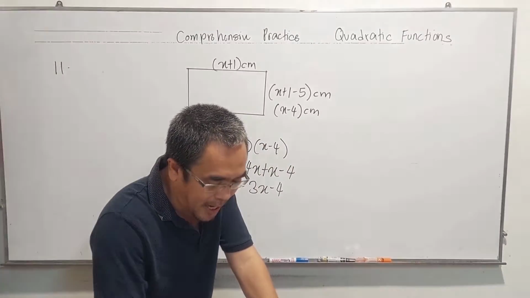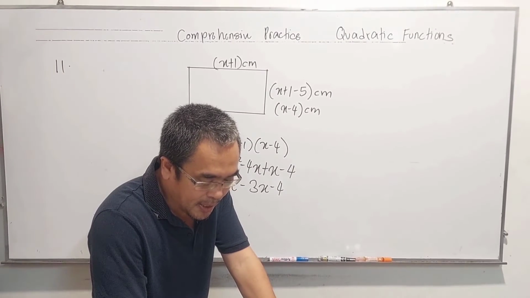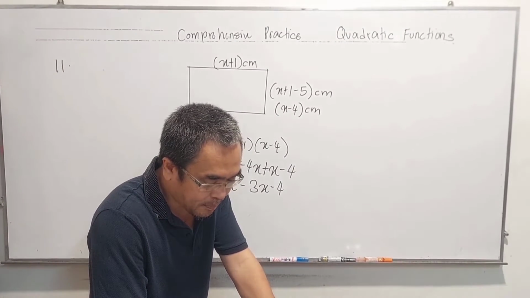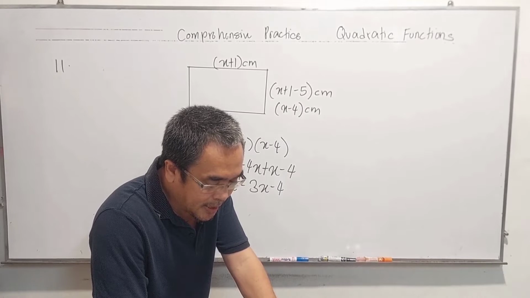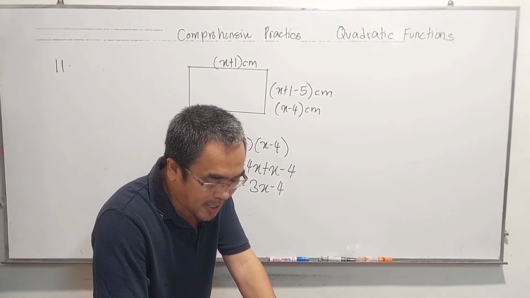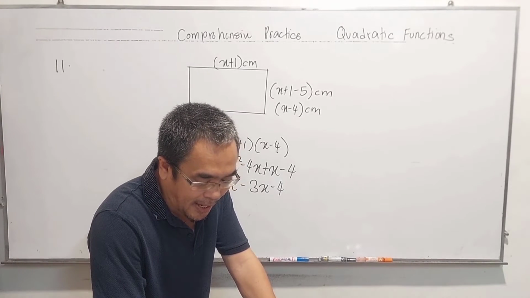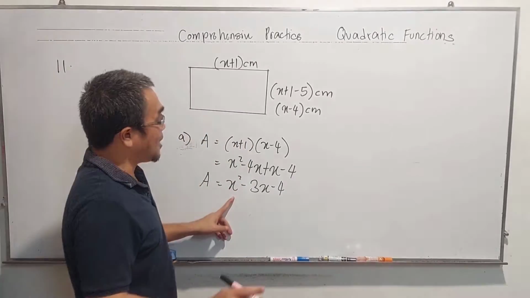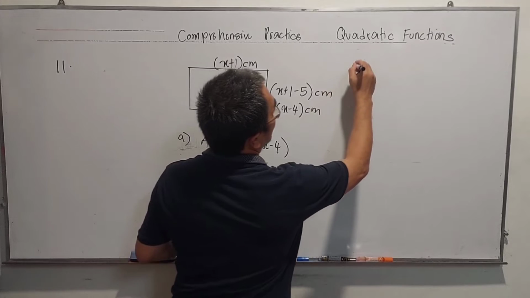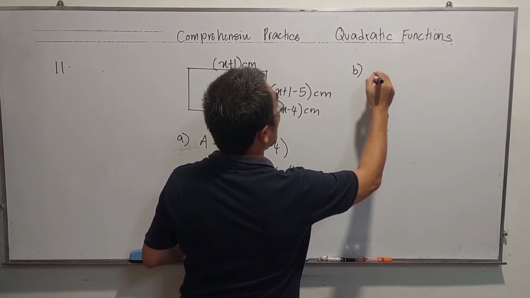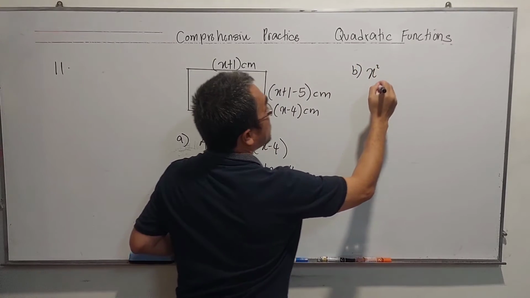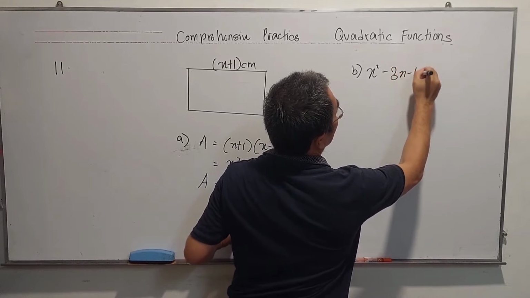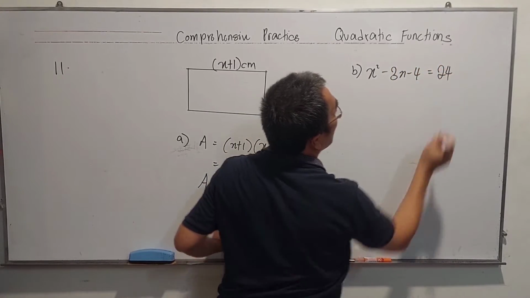Express the area of the rectangle in terms of x. And B, the area of the rectangle is 24 centimeters squared. Calculate the length and the width of the rectangle. The area is 24, so just replace A as 24. So we can say x squared minus 3x minus 4 equals 24.